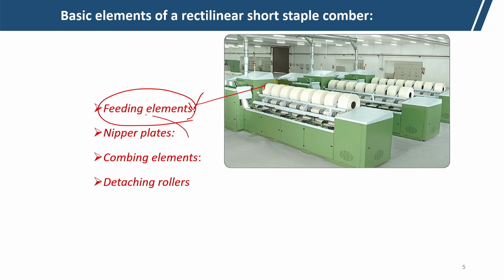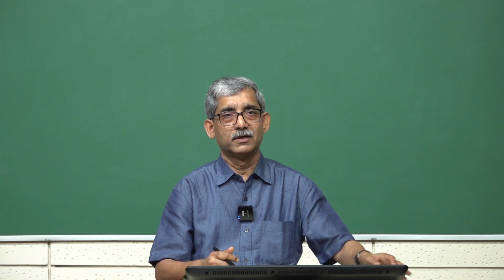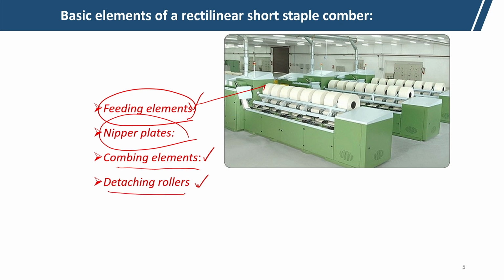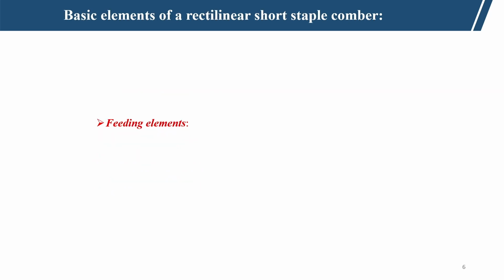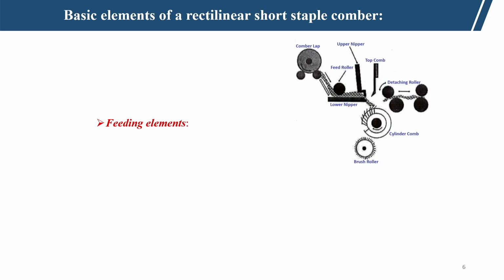After nipping, the combing elements come into the picture. It has 2 sections, one is cylinder combing, another is top combing, which we will be discussing here. And then detaching. After combing, the fringe has to be taken out to form the sliver, so the detaching element does this function. Now, let us first see the feeding element. This is the cross section of the combing machine.